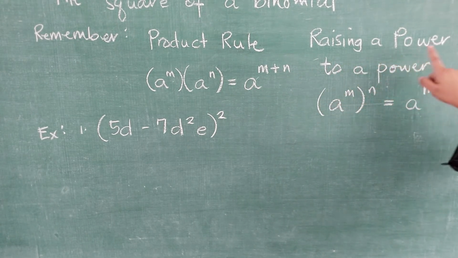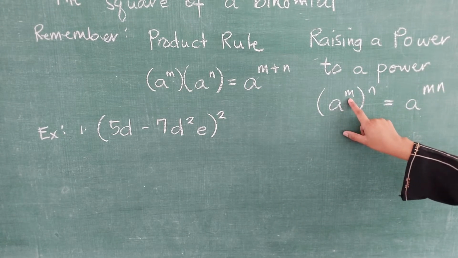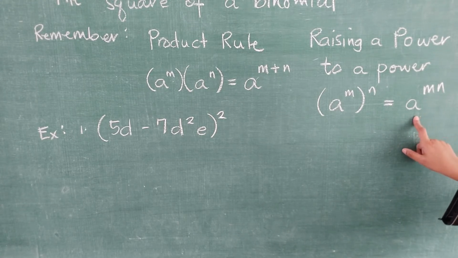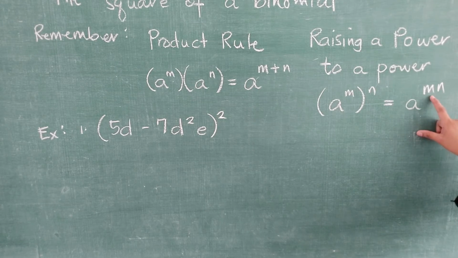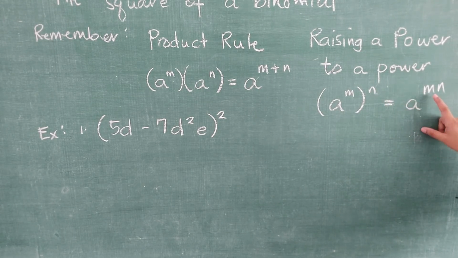While sa raising a power to a power, a to the power of m quantity n is equals to a. I-multiply natin yung exponent sa loob m times doon sa exponent sa labas na n. So, a to the power of m times n. Kailangan i-memorize yung rule para sa product rule at saka raising a power to a power.